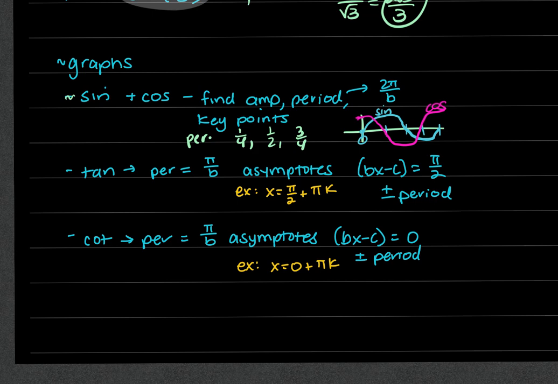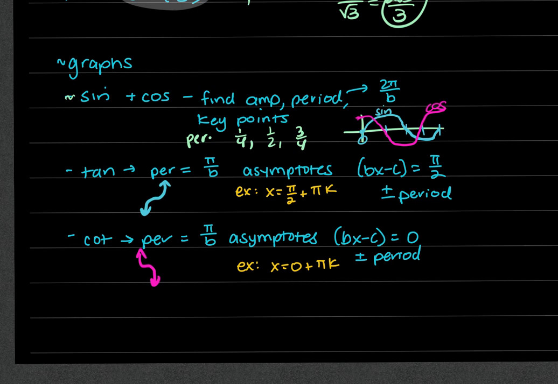And then cotangent. Remember, the shape of tangent goes up, right, down, left. Cotangent's difference is it goes up, left, down, right. You set bx minus c equal to 0, and that's your first asymptote. Then you add and subtract the period from that to get the other two.